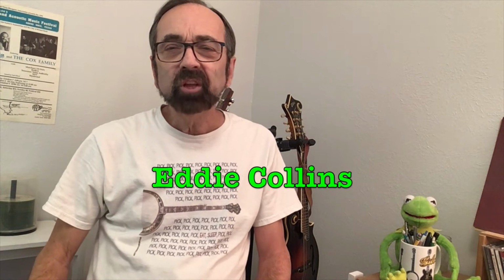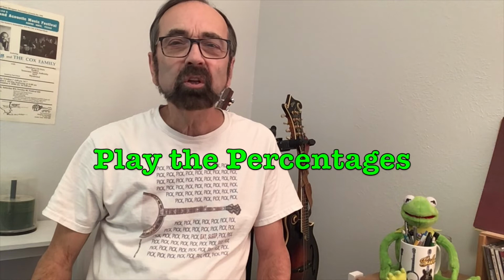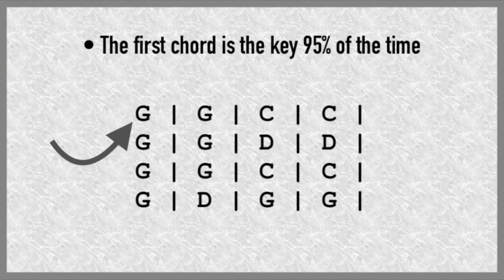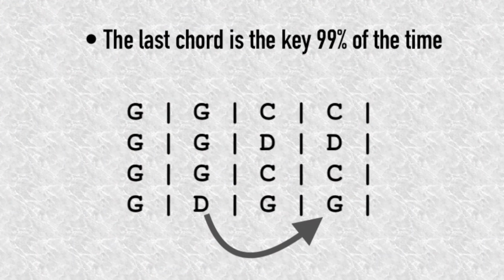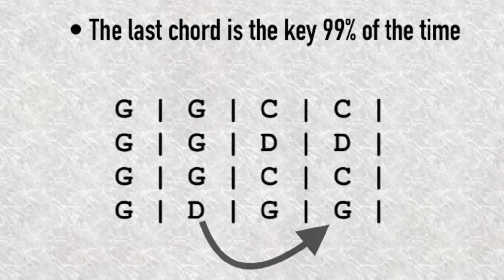Welcome to a follow-up video on the topic of hearing chord changes. In the first video, we focused on playing the percentages, meaning what is the most likely change that you're hearing. Such as when you start off on a song, 95% of the time that first chord you're playing is the key that you're in. There's an even more sure way to know what key you're in, and that is to go to the very final chord, and 99% of the time the last chord that you play is the key that you're in.